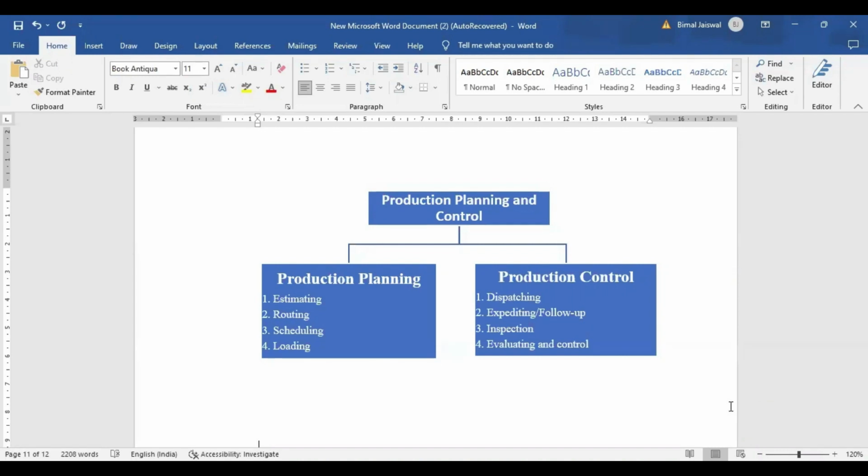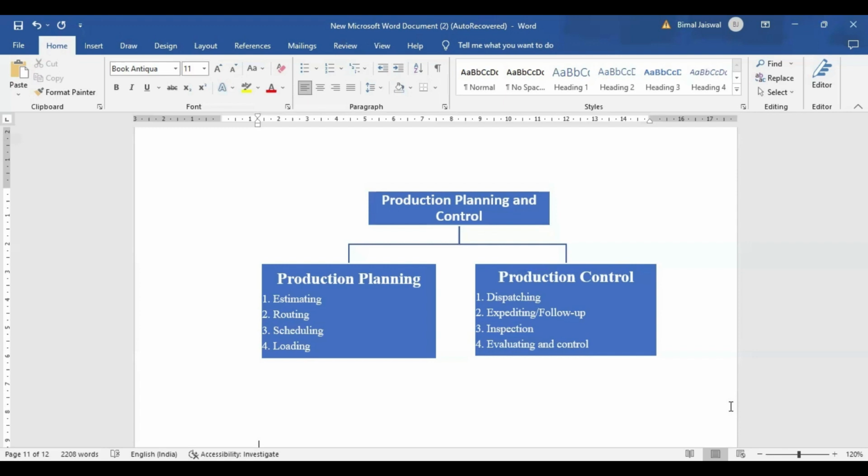Now, the control aspect: dispatching, expediting, inspection, evaluating, and control. The production has been done, the goods need to be dispatched. That means movement of the goods from the production unit to the inventory unit or to the market.